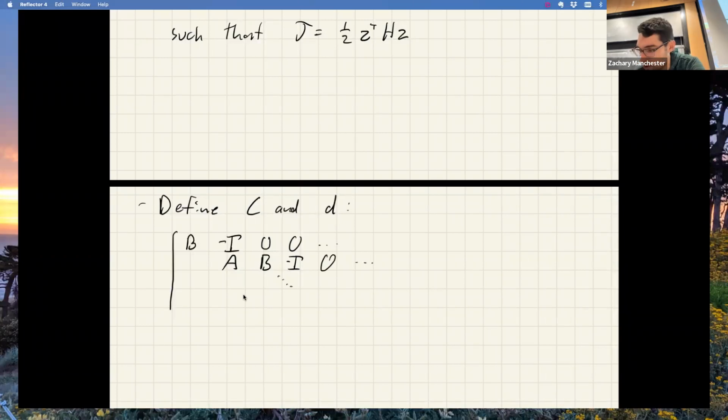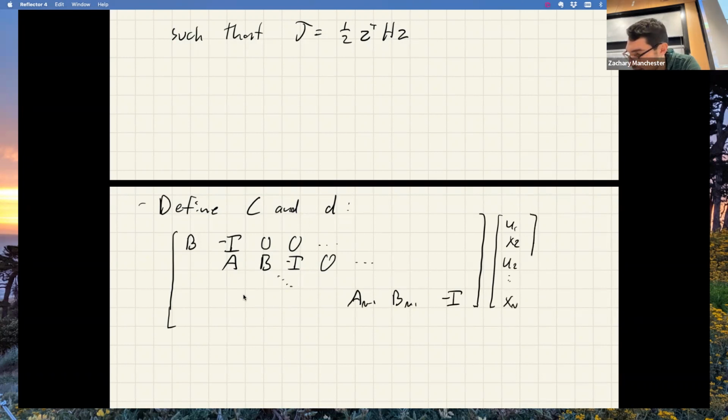And then, all the way to the end where it looks like a_{n-1}, b_{n-1}, minus I. So this whole thing is sort of multiplying u1, x2, u2, dot, dot, dot, xn. And then the right-hand side is going to be, so remember, all this is just saying like Ax. The second row says Ax2 plus Bu2 minus x3 equals 0, right? So it's just writing the dynamics constraints out in this stacked matrix form.